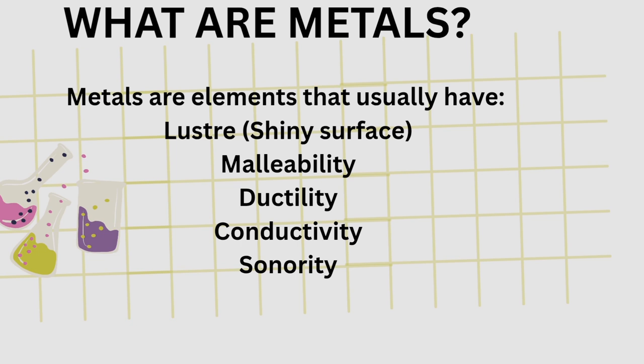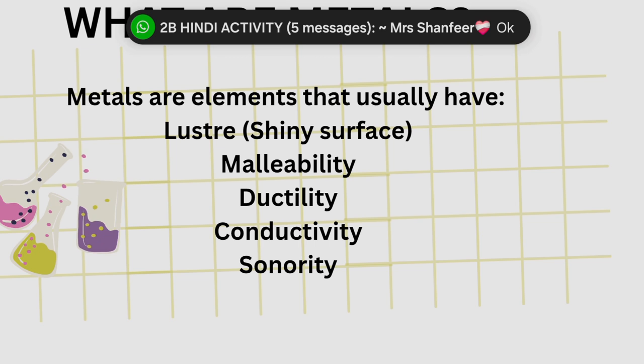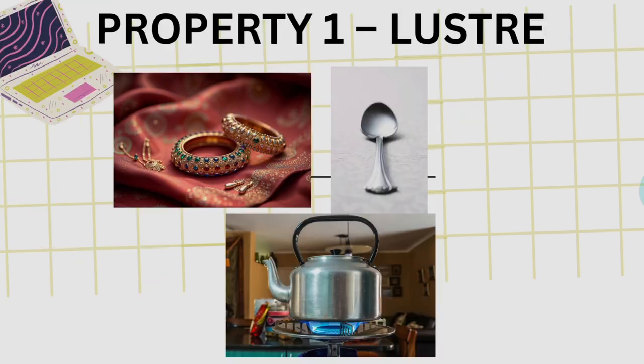So, what are metals? Metals possess some important properties, and in this session we are discussing the physical properties of metals. We can discuss them one by one: luster, malleability, ductility, conductivity, and sonority.